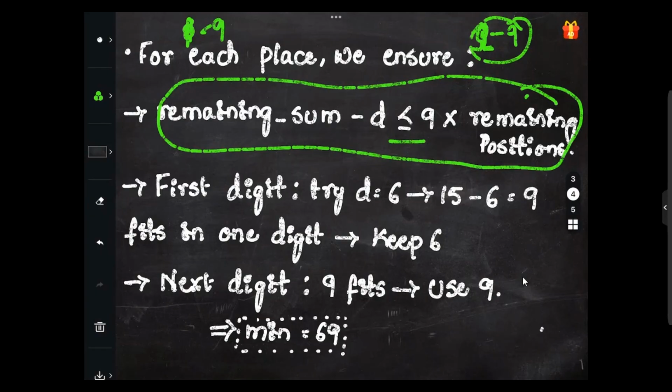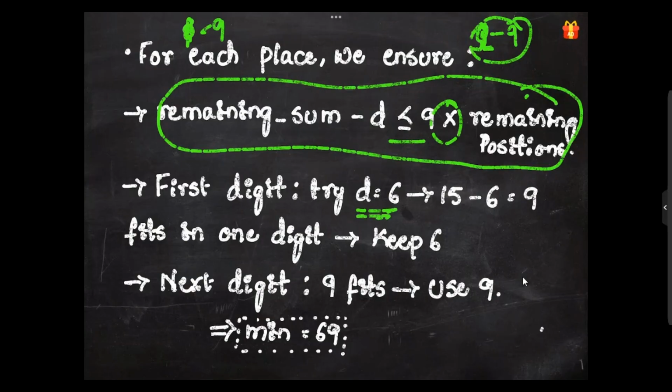So here remaining sum minus d has to be less than or equal to 9 multiplied by the remaining positions. For the first digit we will try d equals 6, so we go with 15 minus 6. The maximum we have already got is 96. In this case, for the first digit with d equals 6, 15 minus 6 is 9.